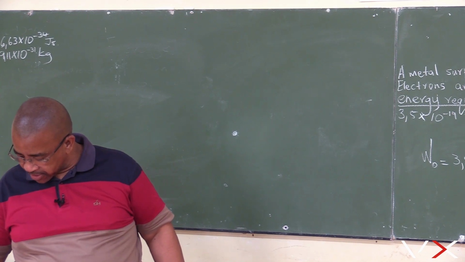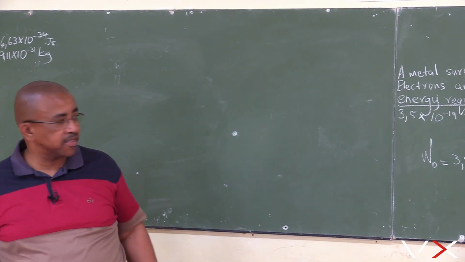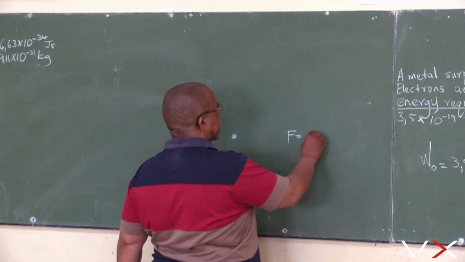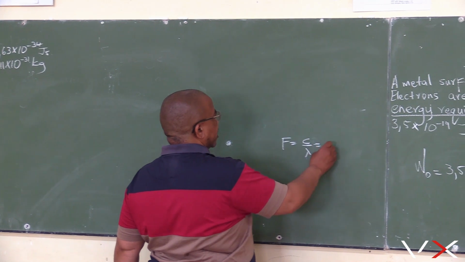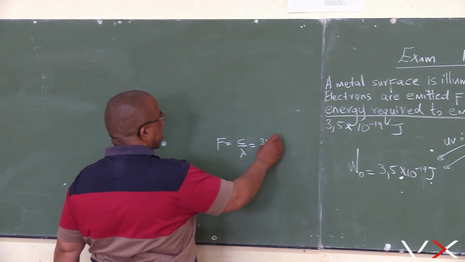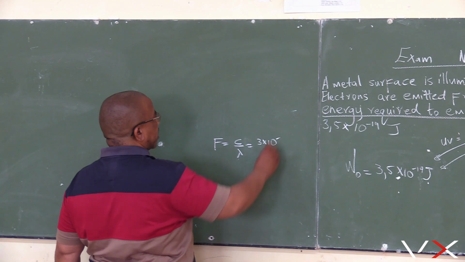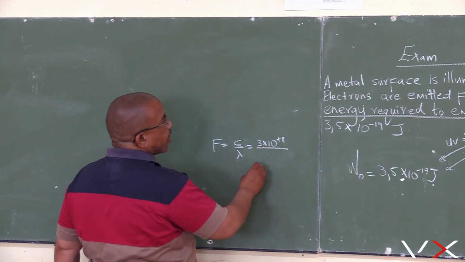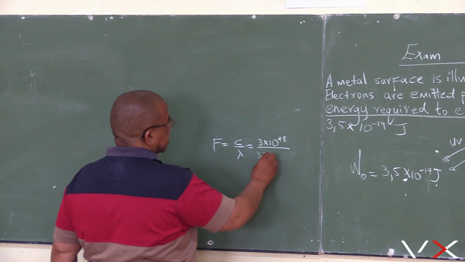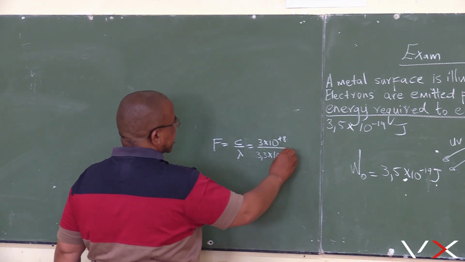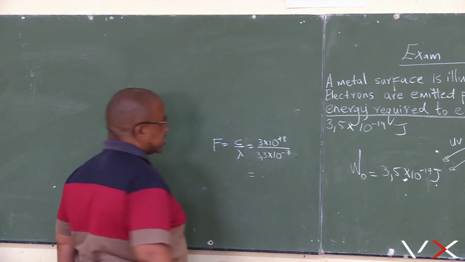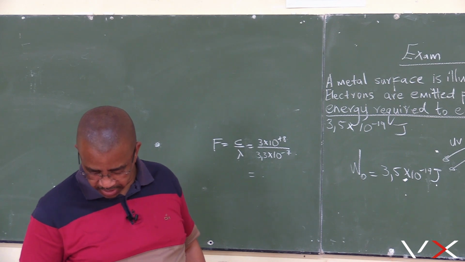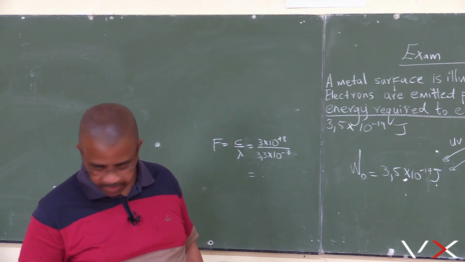Calculate the frequency of the ultraviolet light. So what is the frequency? The frequency of the ultraviolet light is c over lambda. What is c? 3 times 10 to the power 8 over 3,3 times 10 to the power minus 7. So what is the frequency?